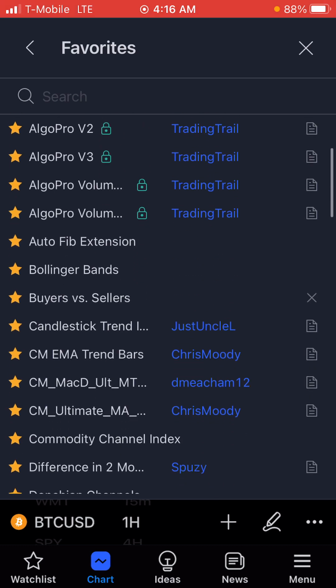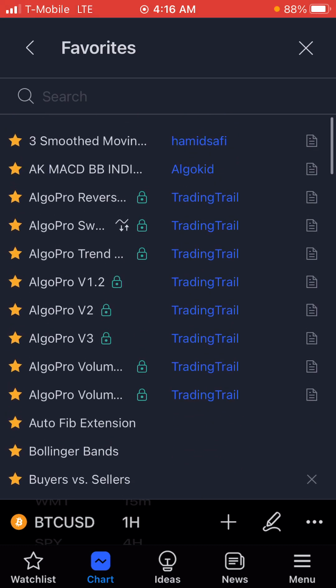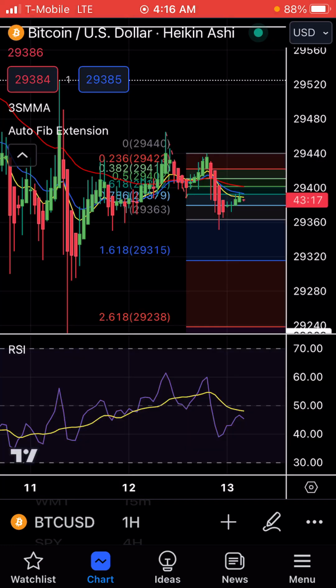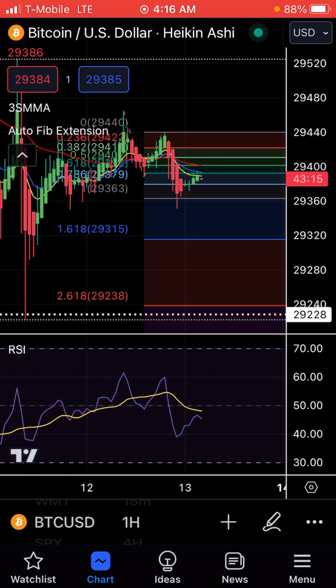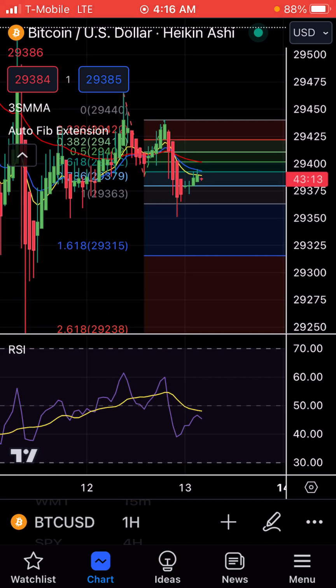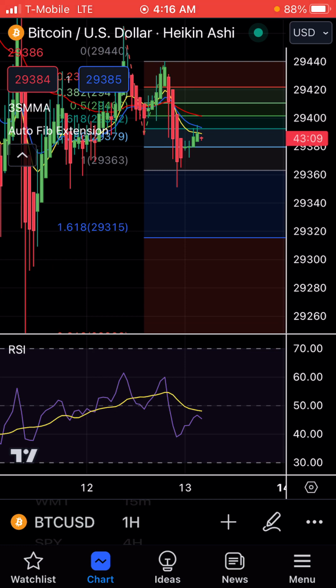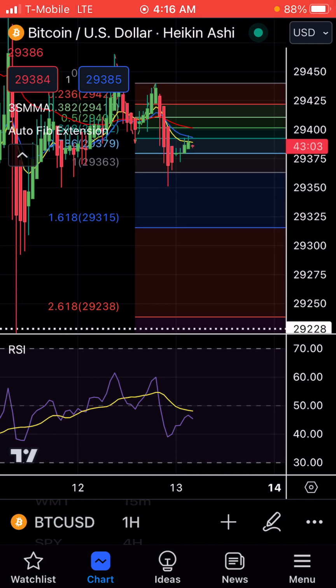It's called the Auto Fibonacci extension. We're going to use that one. So what this does is it automatically puts an extension here. What I like doing here, it shows you the zones of where it will most likely be bouncing from if there's not enough support or resistance.